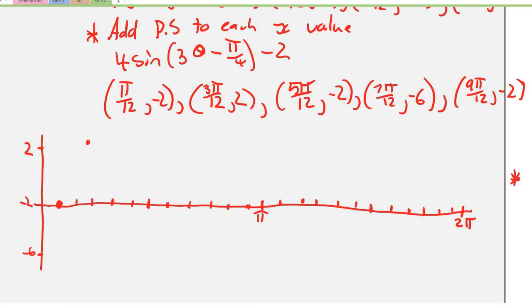Where's the next one going to be? Back to a midpoint. So 1, 2, midpoint. The next one after that second midpoint will be a trough. So go 1, 2 along at a trough. And 1, 2 along, and we'll be back at a midpoint.